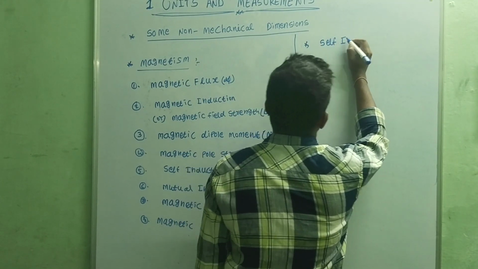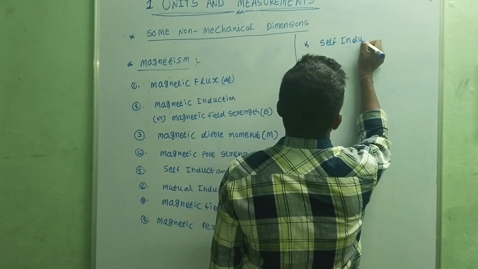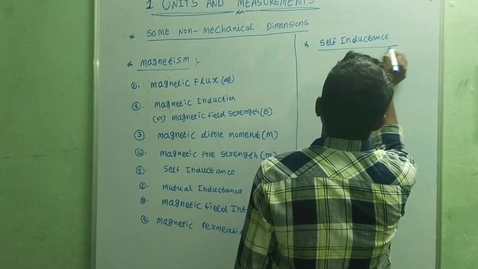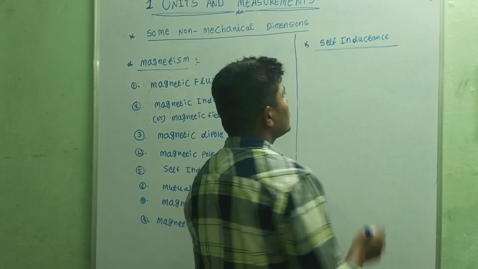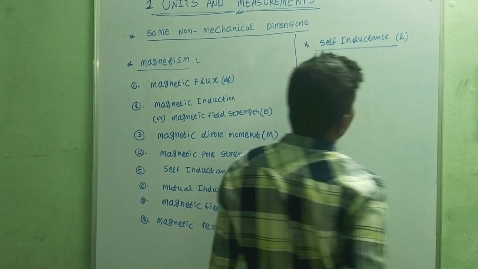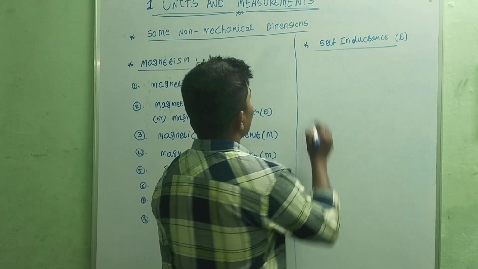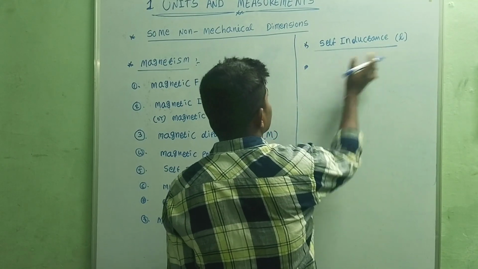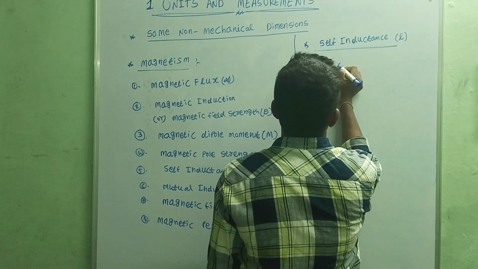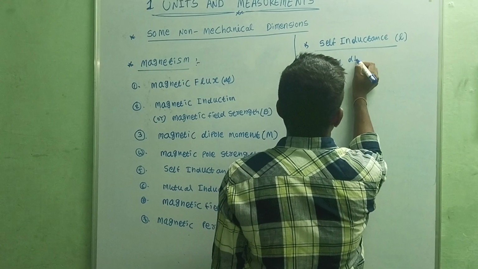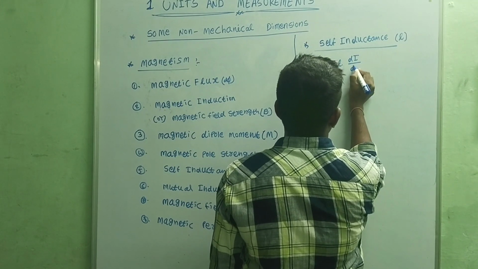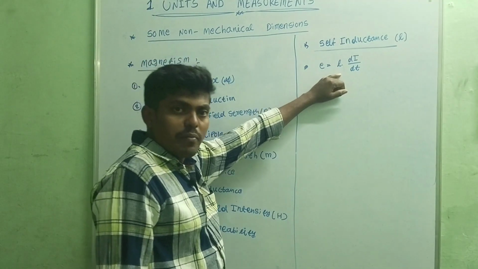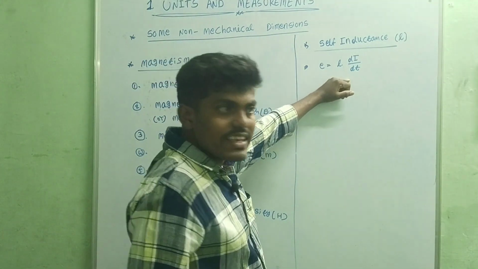Magnetic self inductance, or self inductance, is denoted by the letter L. We know the equation of self inductance is E equal to L into di by dt. Now we want the dimensions of the self inductance L.